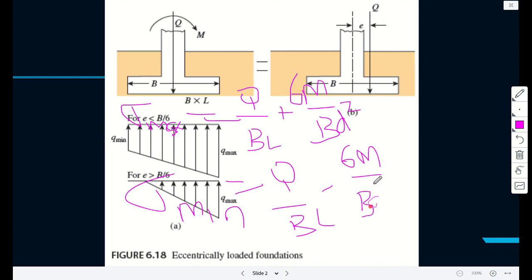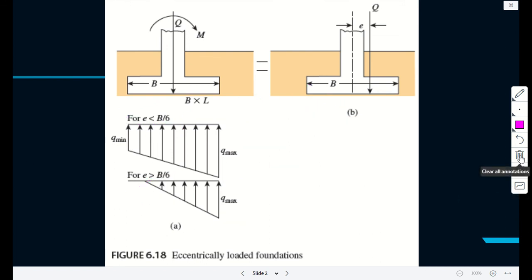Anyone with a problem with this? Should be fairly straightforward, should be simple. If you do have a question, please feel free to raise it.